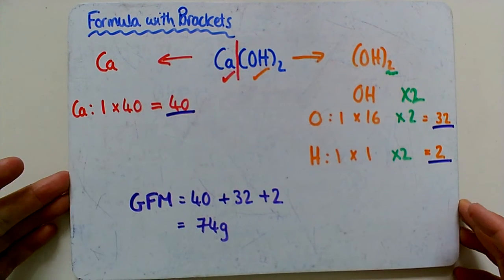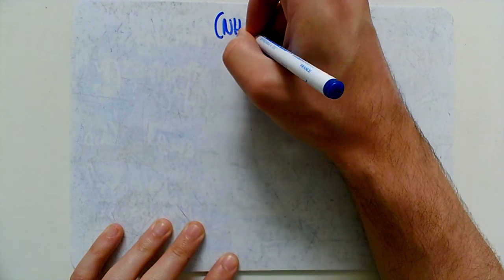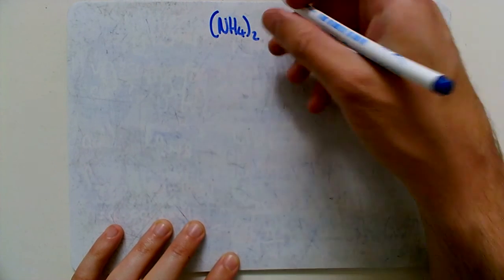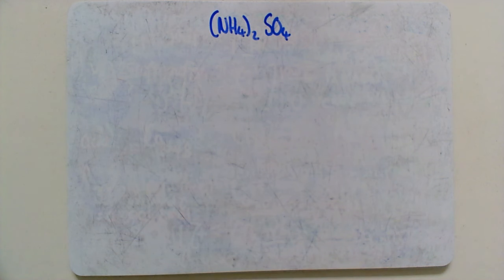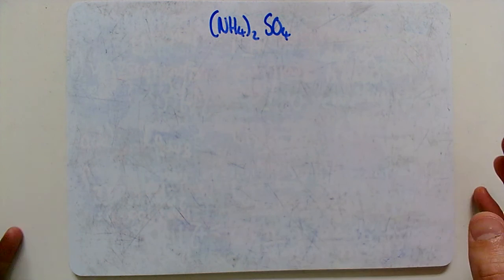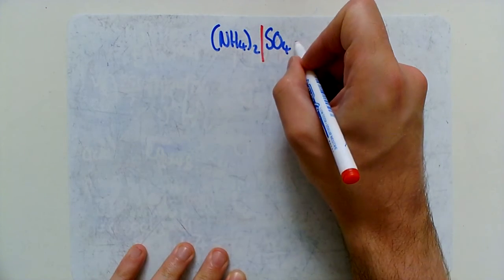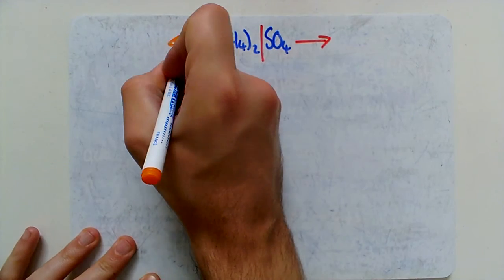So we'll do another example. The next example, let's do ammonium sulfate. This one's a bit bigger, a bit more complicated looking, but it's not really. I'm just going to do the exact same thing. We're going to split the compound in half, and we're going to take this over that side, and we're going to take this over that side.